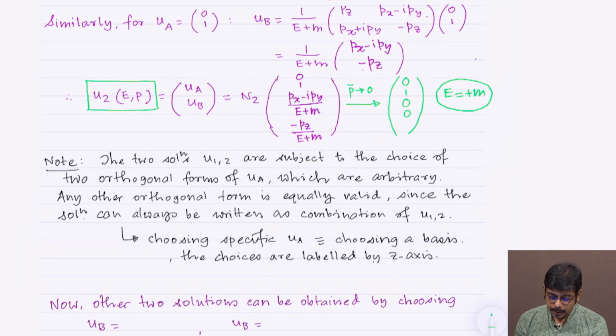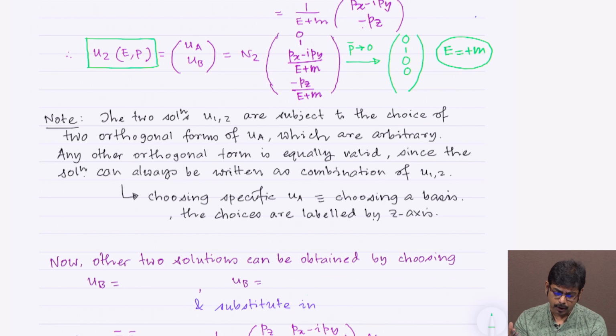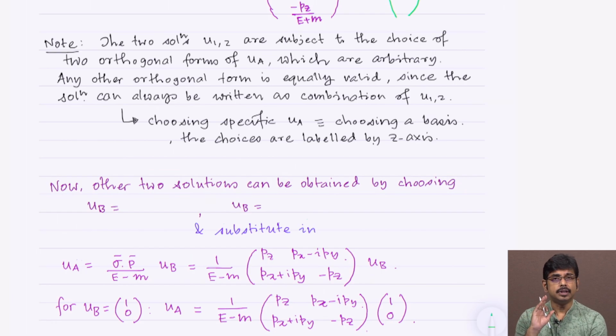However, it must be stated that these two solutions, u1 and u2, are subject to the choice of two orthogonal forms of u a, which are anyway arbitrary. Any other orthogonal form is equally valid, since you can always write any solution as a combination of u1 and u2. So, the specific form of u a is basically saying that we are choosing a basis, and this basis is usually labeled along the z axis, the one that we have done. Now, these are the two solutions, but we know there exist 4 solutions.